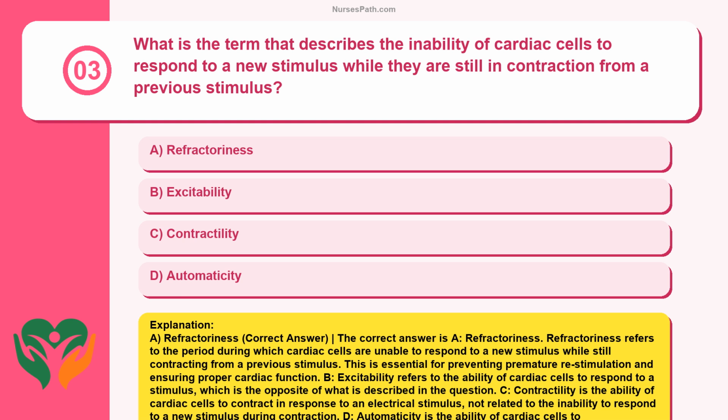B. Excitability refers to the ability of cardiac cells to respond to a stimulus, which is the opposite of what is described in the question. C. Contractility is the ability of cardiac cells to contract in response to an electrical stimulus, not related to the inability to respond to a new stimulus during contraction. D. Automaticity is the ability of cardiac cells to spontaneously generate electrical impulses, unrelated to the inability to respond to a new stimulus during contraction.